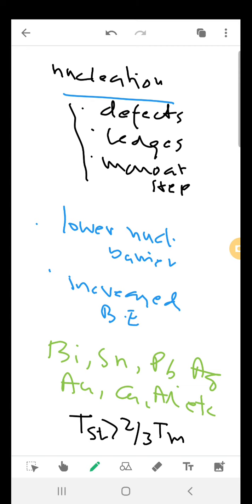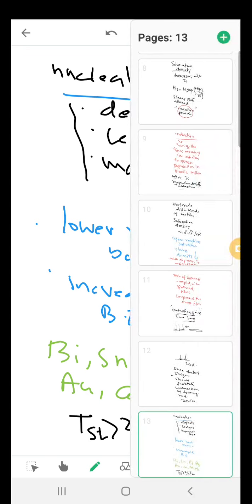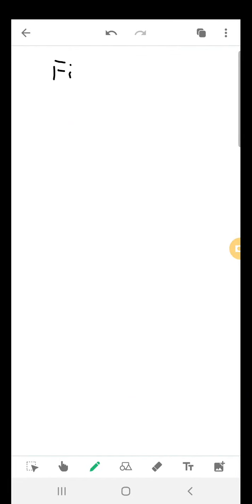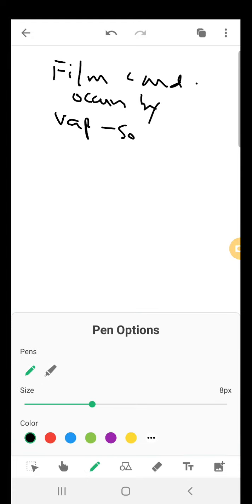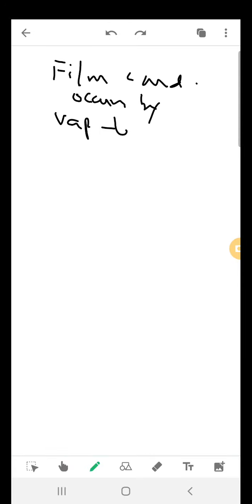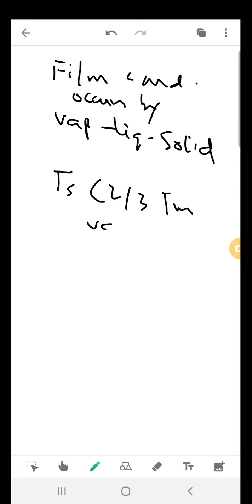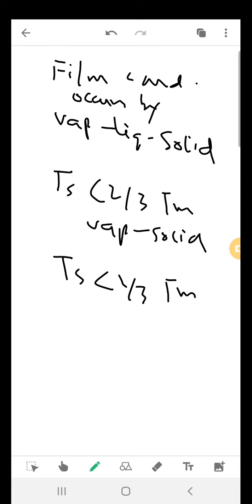Now, film condensation occurs through vapor, solid, and liquid transformation. The film condensation occurs by vapor to liquid to solid transformation, and for substrate temperature Ts less than two-thirds Tm, vapor to solid transformation takes place. If Ts is less than one-third Tm, where Tm is the melting point, then vapor to liquid to amorphous solid transformation will take place.